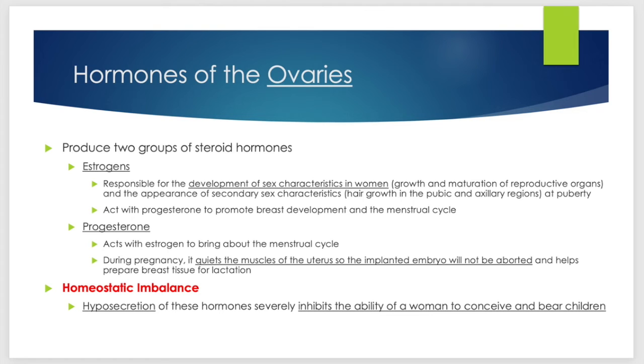If there is hyposecretion of estrogens and or progesterone, it's going to inhibit the ability of a woman to conceive and have children. So it would be possible that a woman might need hormone therapy or hormone replacement therapy to help get her pregnant if she was having hyposecretion of these two sex hormones.